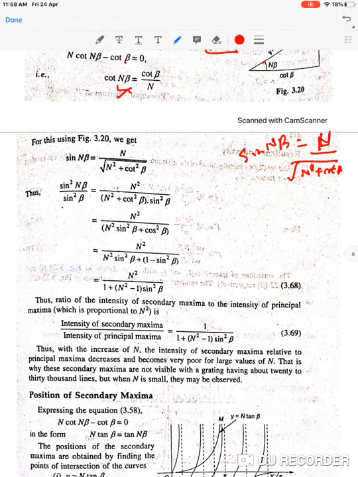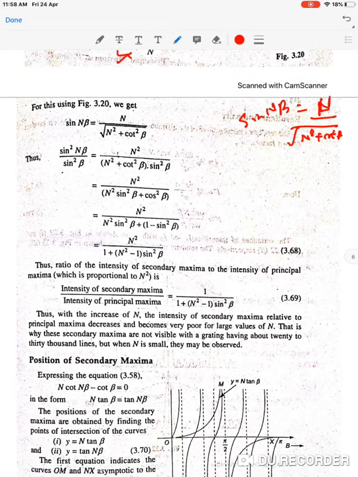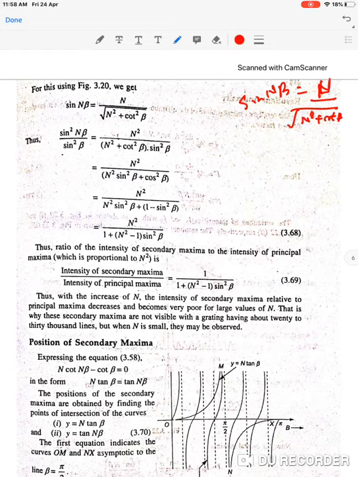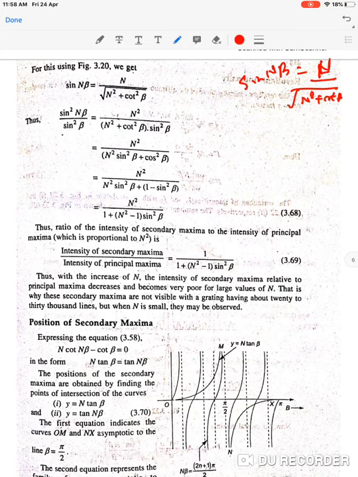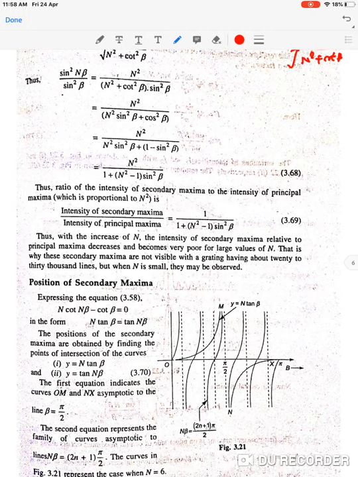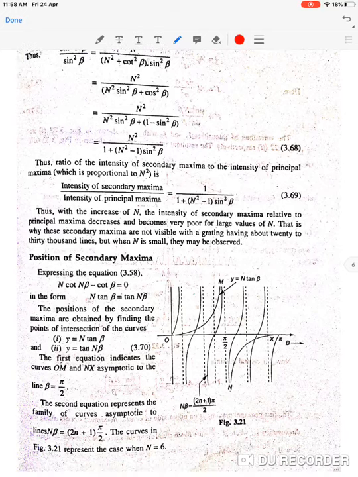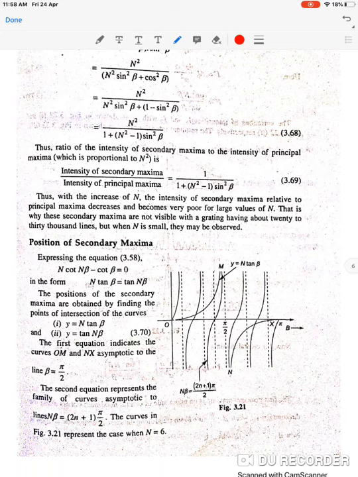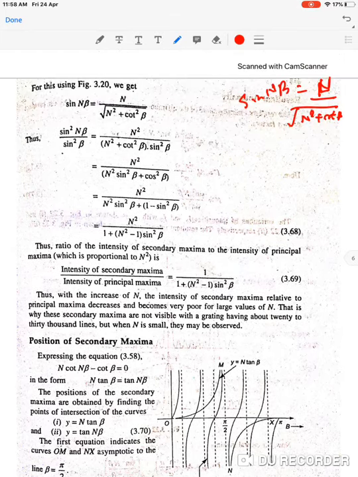What is the value of this? So sin square n beta dividing by sin square beta on both sides, sin square n beta by sin square beta is equal to n square upon this. By just putting the value of cot square beta and multiplying this factor inside, we get n square by n square sin square beta plus cos square beta. Putting the cos square beta value as 1 minus sin square beta, and by calculating this we got n square upon 1 plus n square minus 1 into sin square beta. So now this is the intensity.